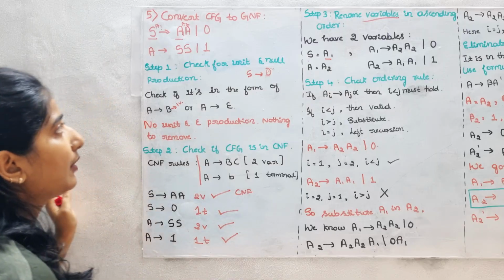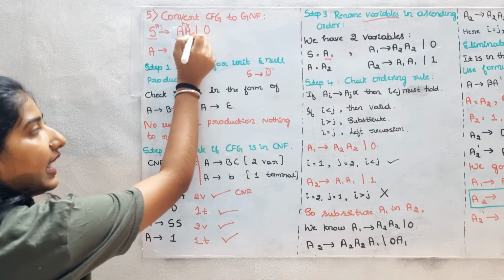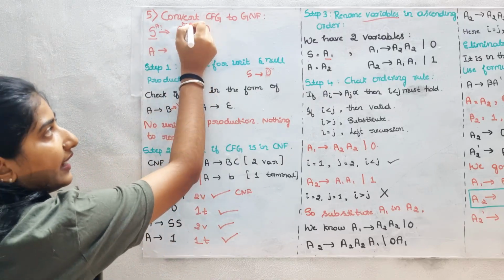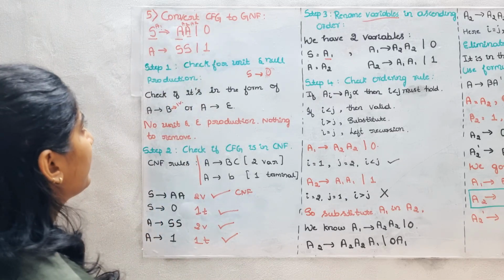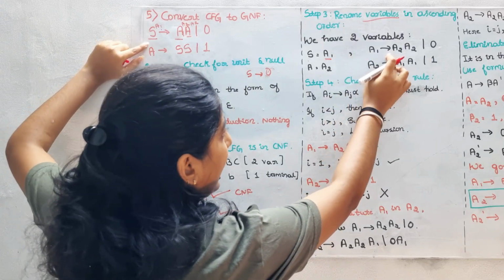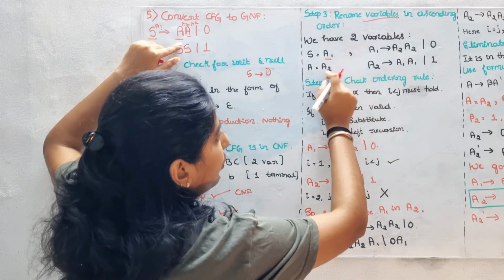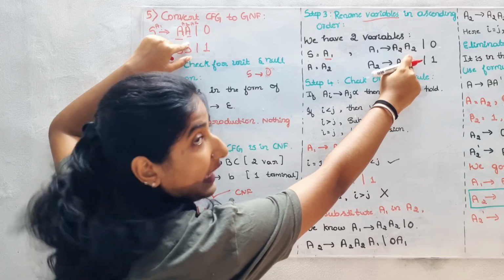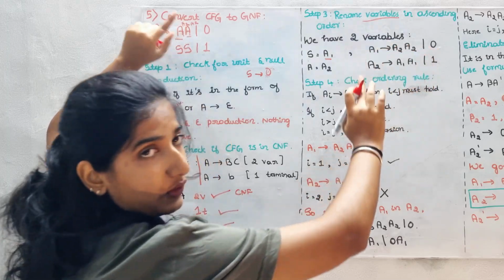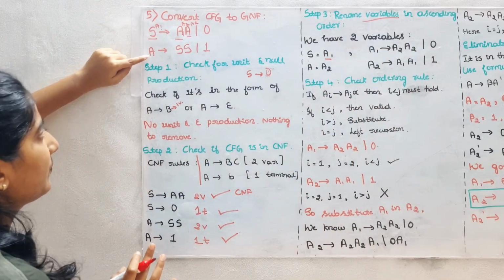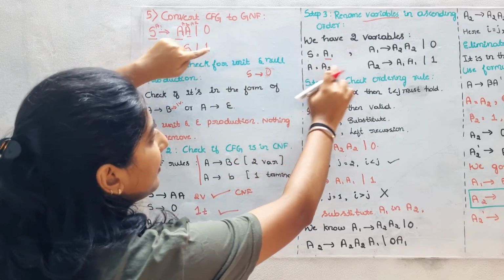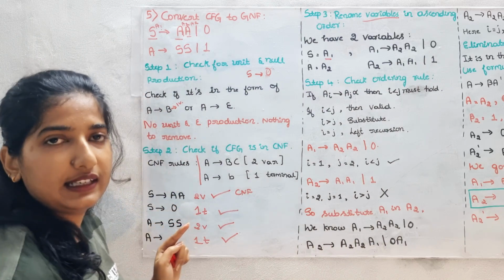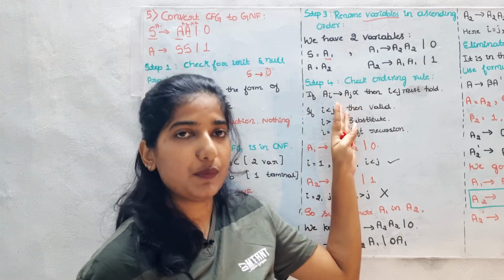After renaming, here again there is A, so no need to rename it as A3. It also will be A2 only. So A1 derives A2 A2 or 0. Terminals, keep them as they are. And then A means A2. A2 derives A1 A1 or 1. Done. Now let us move to step 4.